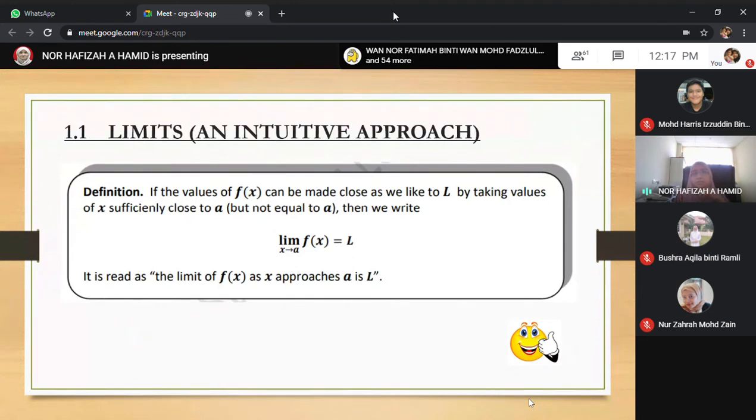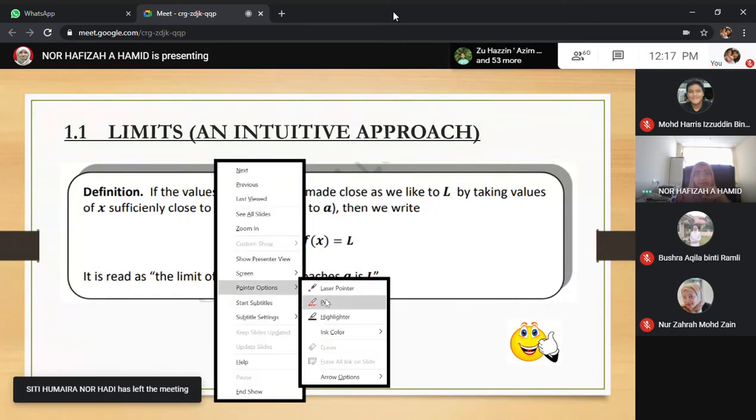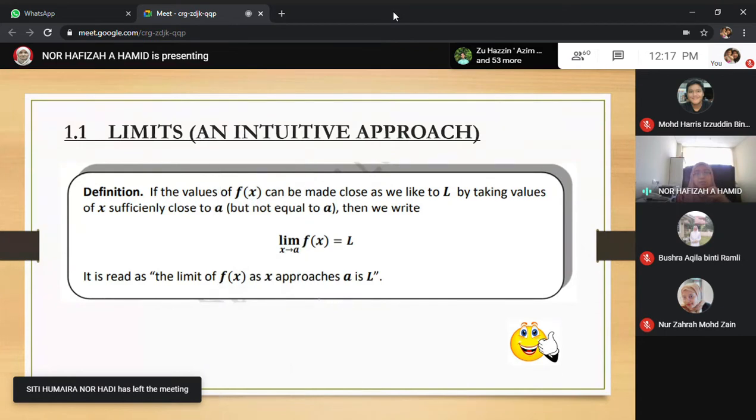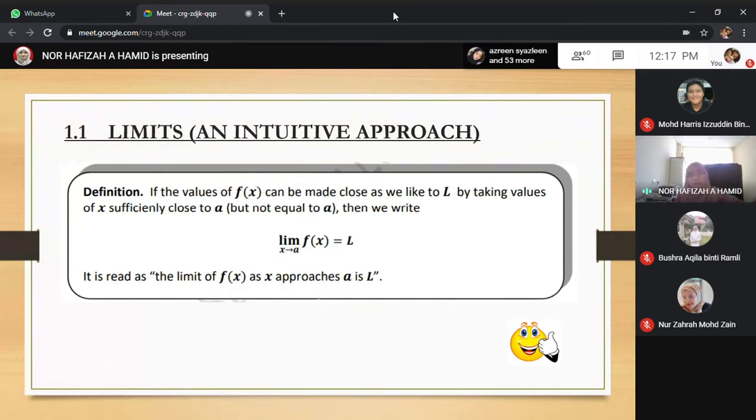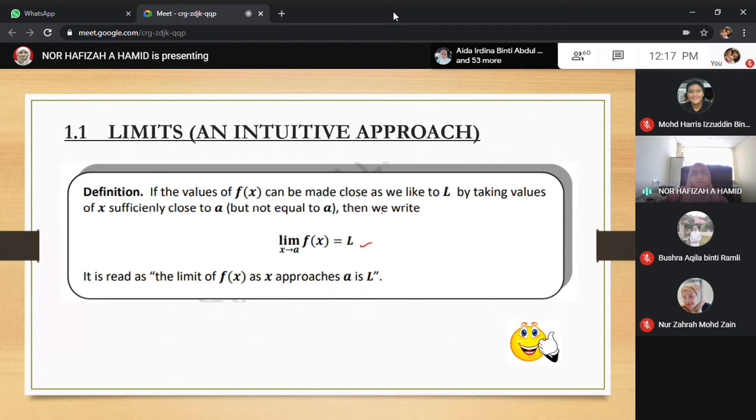Okay, so this one is the definition of the limit. If the values of f(x) can be made close as we like to L by taking values of x close to a but not equal to a, then we write limit x approaches a, f(x) is equal to L. So for limit, we need to find the value of f(x), or the value of y, when x approaches a certain value.